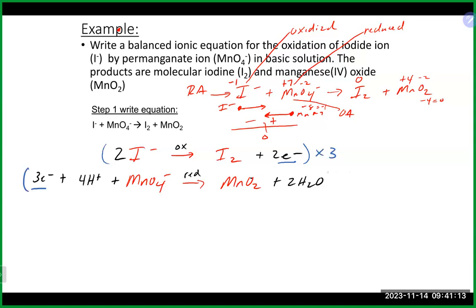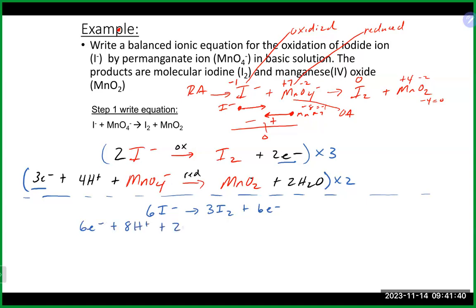And the entire bottom reaction there needs to be multiplied by 2 to get us to 6. I'm just going to recopy everything kind of underneath it here. So that's going to give me 6I minus goes to 3I2 plus 6 electrons on the bottom there. That's going to give me 6 electrons plus 8 H pluses plus 2 of the MnO4 minus, 2 of the MnO2, and 4 waters in this case.